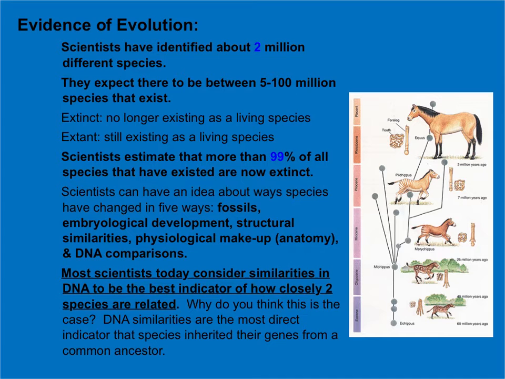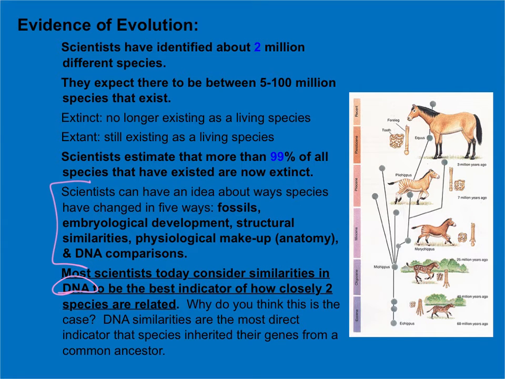Scientists, like I said, have used these 5 methods to study evolution. They can observe how species have evolved over time through fossils, embryological development, those structural similarities, how they're made up physiologically, and DNA comparisons. Most scientists today consider similarities in DNA to be the best indicator of how closely 2 species are related.